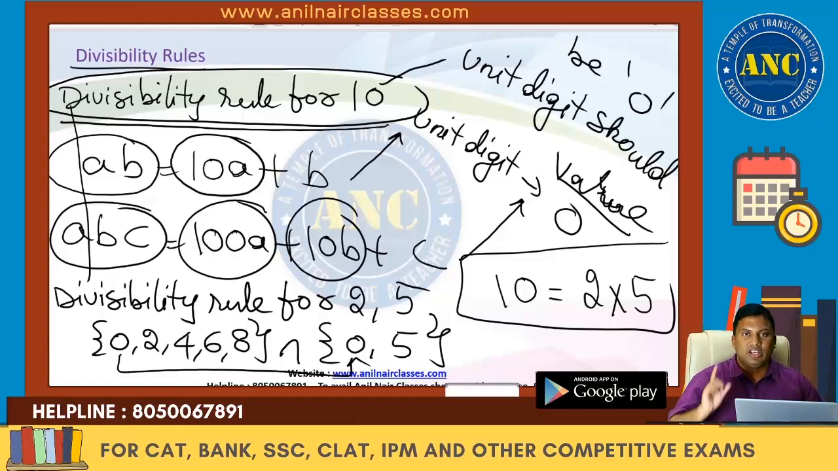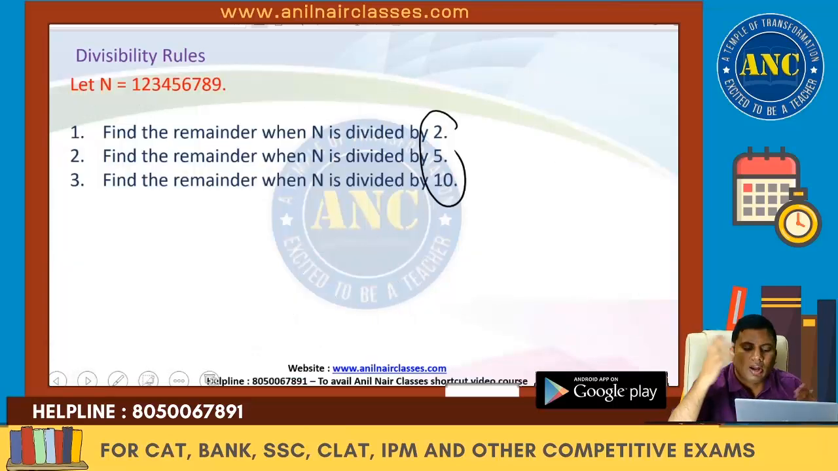Intersection of these two is only one value, that is 0. So the divisibility rule for 10 is that the unit digit should be 0. I hope the concept is clear. Now the questions can be solved very, very easily.